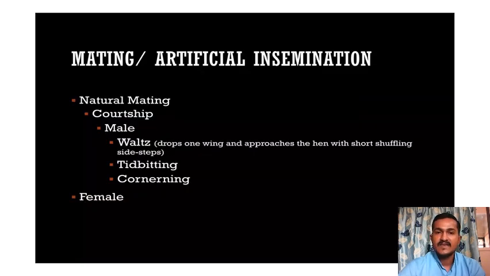Then mating and artificial insemination, I will explain in the next video. So the very simple male reproductive system basically consists of: first organ the testis, second organ the epididymis, third organ the vas deferens, fourth the papillae, and lastly the cloaca.